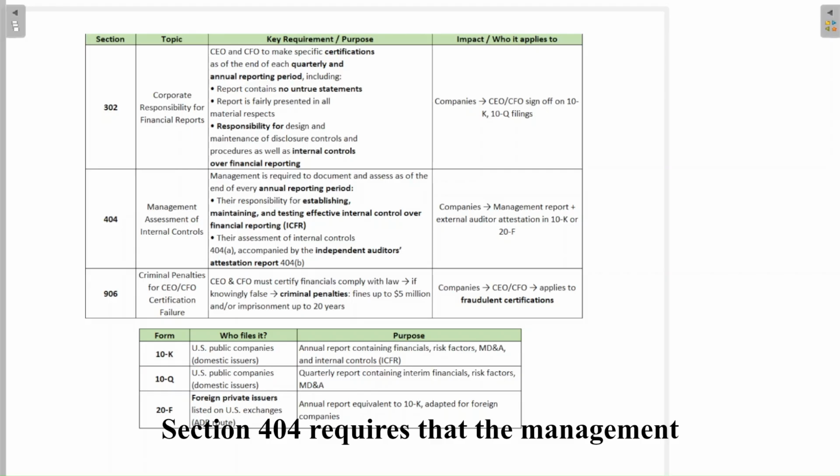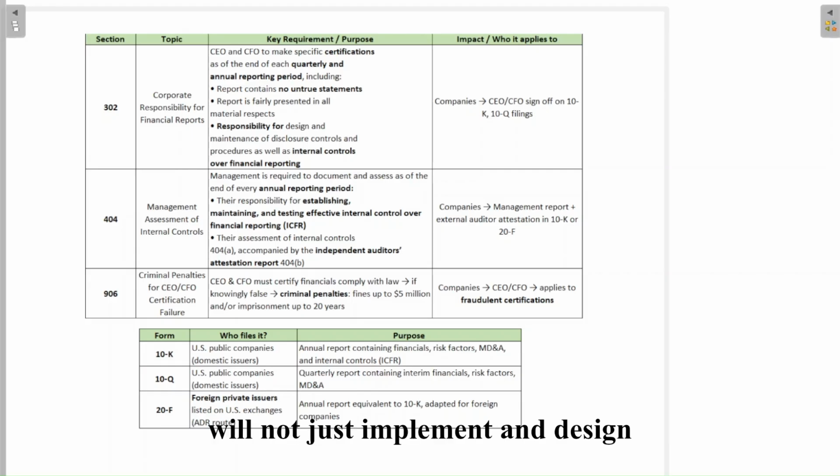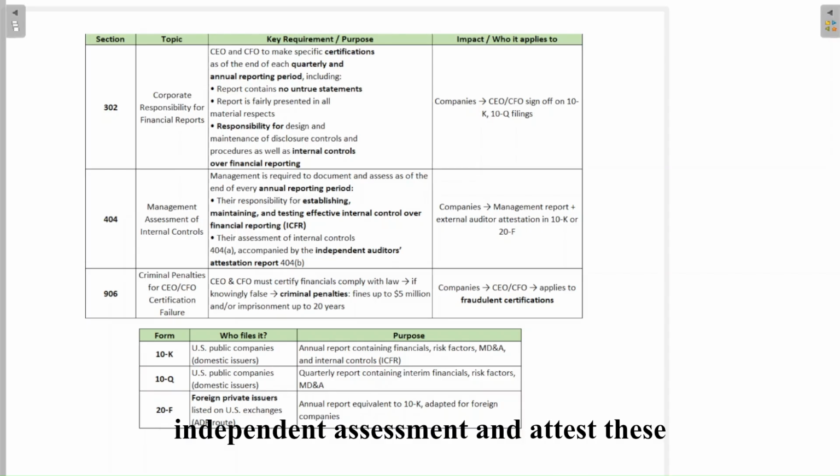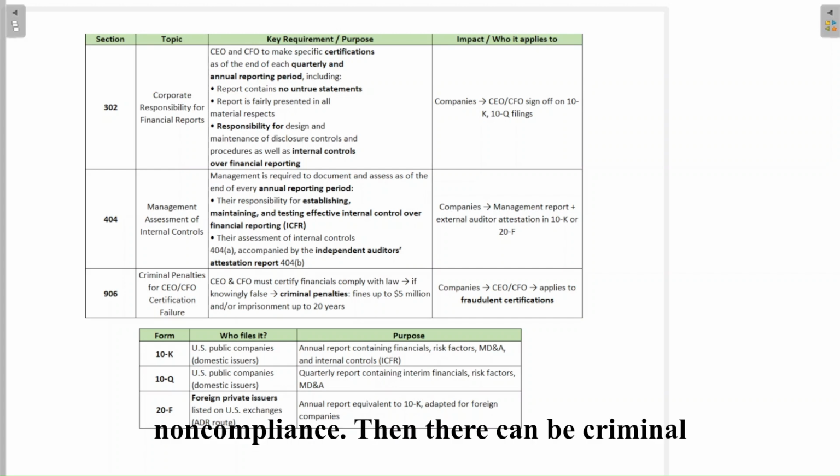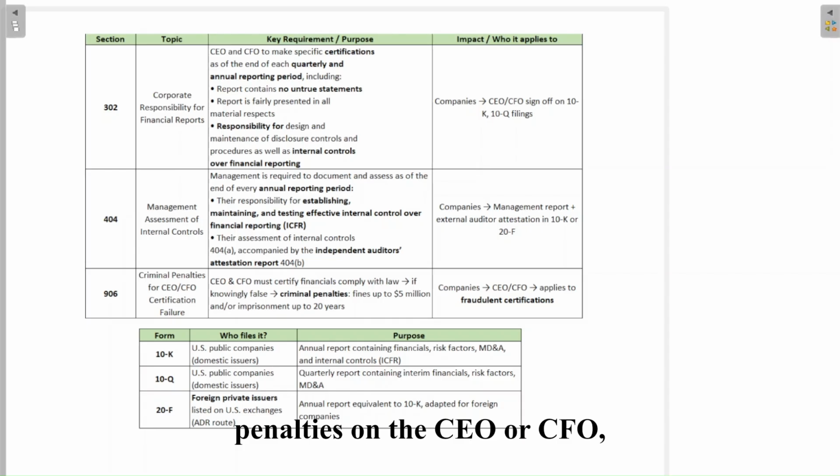Section 404 requires that the management will not just implement and design internal controls but will also test and evaluate them, and also requires an external auditor to perform an independent assessment and attest these internal controls over financial reporting. And lastly, section 906 states that if there is a fraudulent certification, if there is a non-compliance, then there can be criminal penalties on the CEO or CFO.